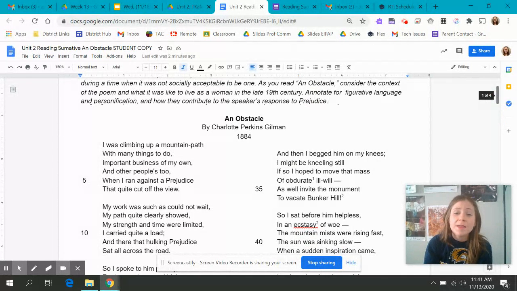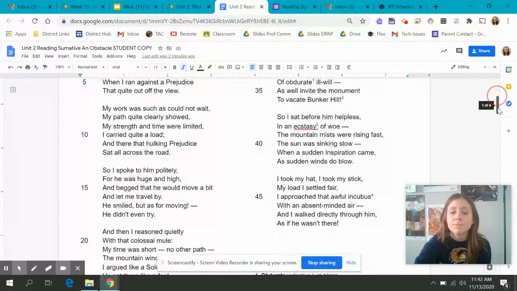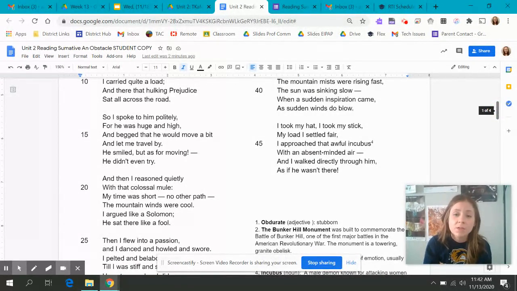And then I begged him on my knees. I might be kneeling still. If so, I hoped to move that mass of obdurate ill will, as well invite the monument to vacate Bunker Hill. So I sat before him helpless in an ecstasy of woe, the mountain mists were rising fast, the sun was sinking slow, when a sudden inspiration came, as sudden winds do blow.